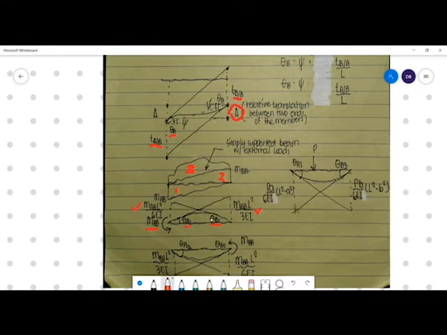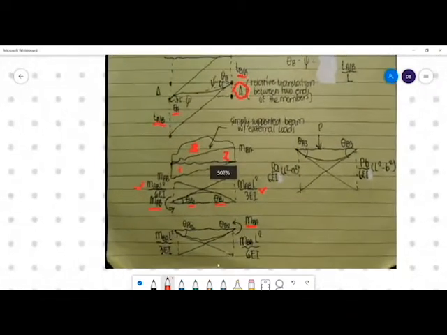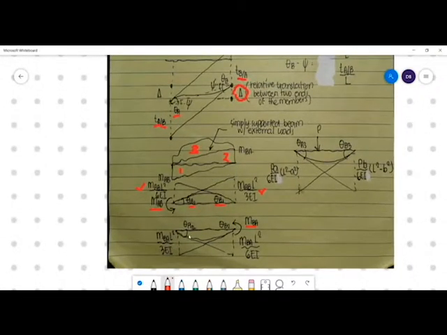Now, we remove M sub AB and replace it with M sub BA. When we put M sub BA, we are going to have slopes theta A2 and theta B2. So, derived formula again: the tangential deviation of A with respect to B is M sub BA L squared over 3EI, and the tangential deviation of B with respect to A is M sub BA L squared over 6EI.